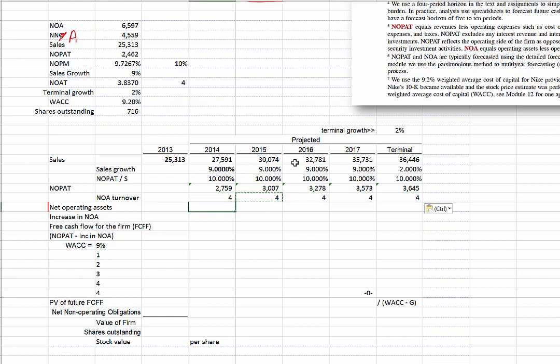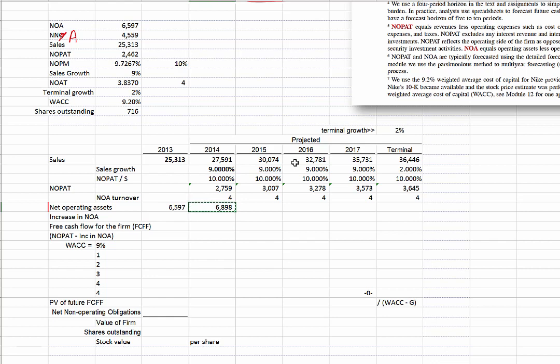So my net operating assets are going to be 1/4 of sales. Sales divided by 4. And let me go ahead and drop in my net operating assets for the current year, 2013, even though I don't think that number figures in your calculations. That is 6597. Yes, it does.